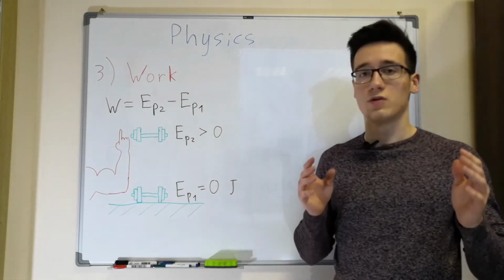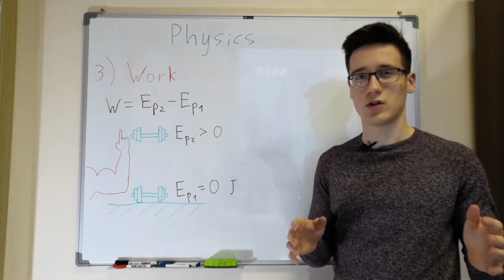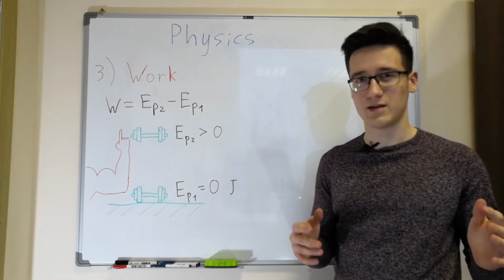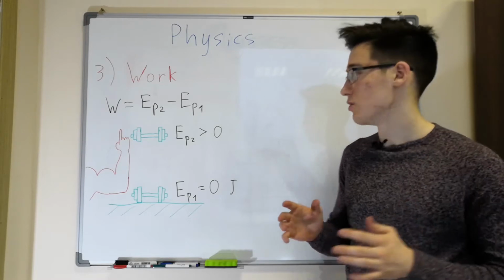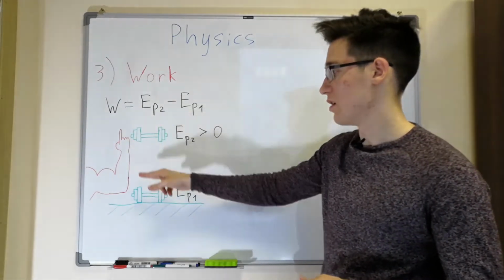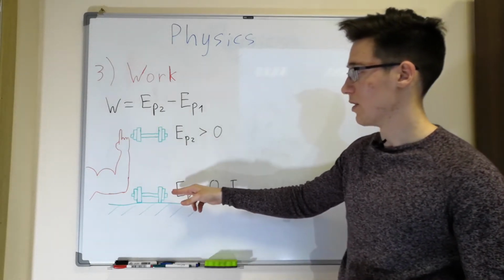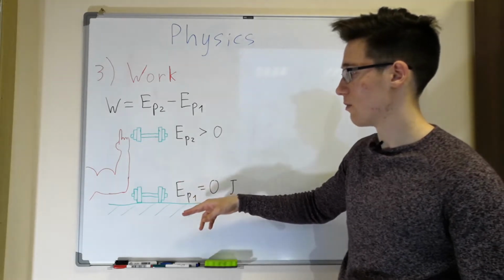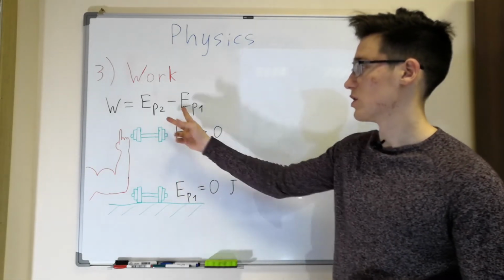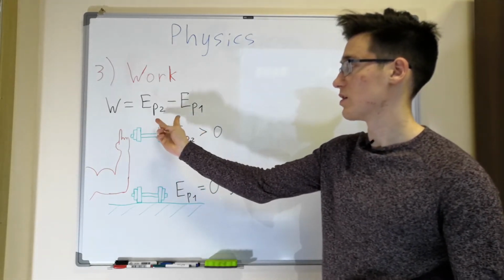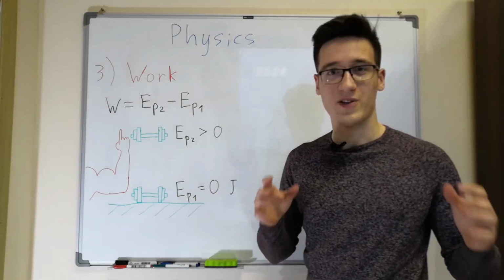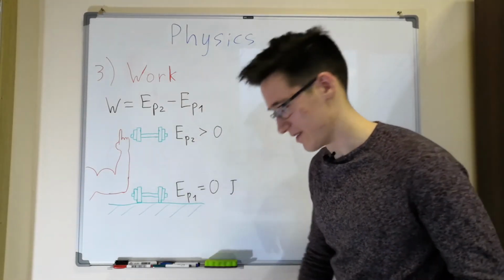If we were able to calculate the potential energies of the dumbbell at any height, we would be able to calculate the work we would do on this dumbbell when lifting it from height 1 to height 2 by just subtracting the corresponding potential energies. So in the real world, it looks like this.